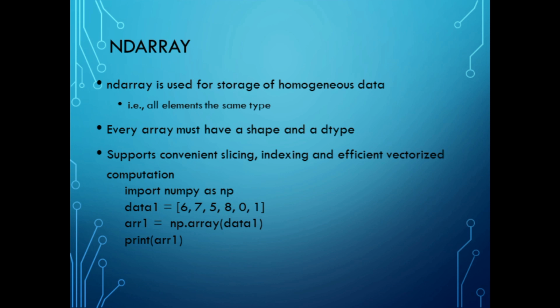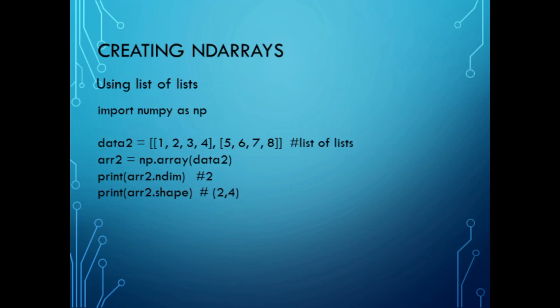arr1 is the array name, equal to np, which is the object created for the package NumPy. np.array is the function name. Within the brackets we include data1, which is a list of items. So arr1, the array, is created with the elements 6, 7, 5, 8, 0, 1. Using list operations, we can create ndarrays.